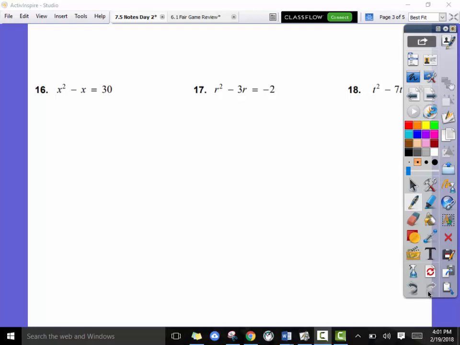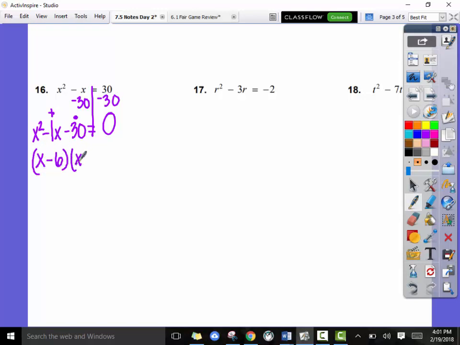Okay, next one. Something you need to notice here is it does not say equals 0, and it needs to. So I'm going to subtract 30 so that this is 0. And then I have x squared minus 1x minus 30 equals 0. And now I can factor. So I'm trying to find two numbers that multiply to be negative 30 and add to be negative 1. And that would be x minus 6 times x plus 5 equals 0.